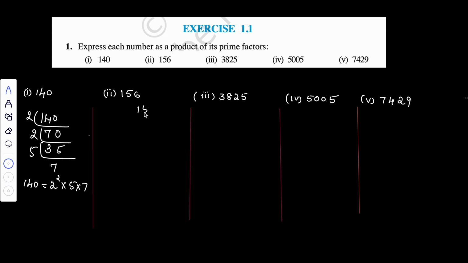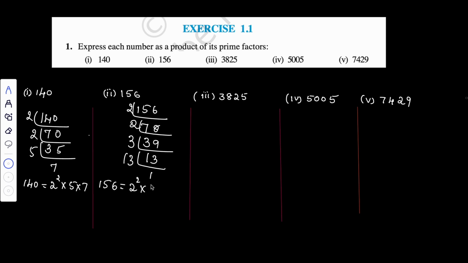Second question is given 156. We can divide by 2. We are getting here 78 times it goes. Divide by 2, it goes 39 times. We can divide by 3, 13s are 13 one time. So 156 is equal to 2 square into 3 into 13.